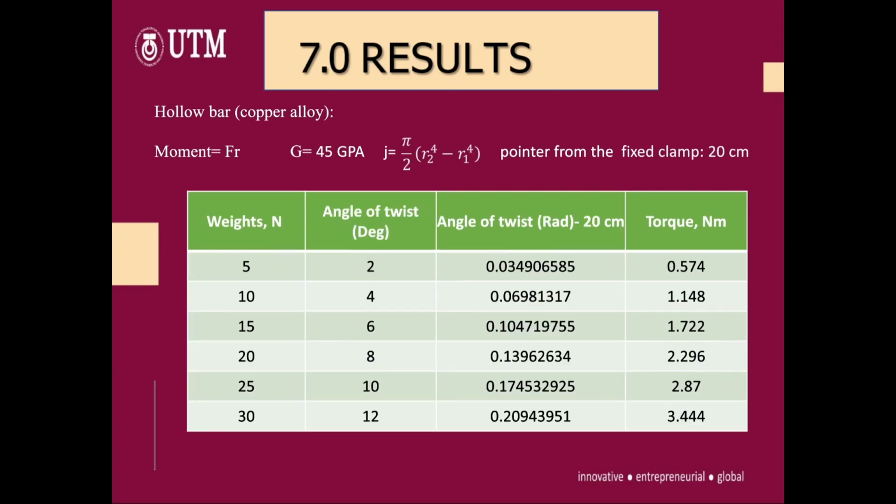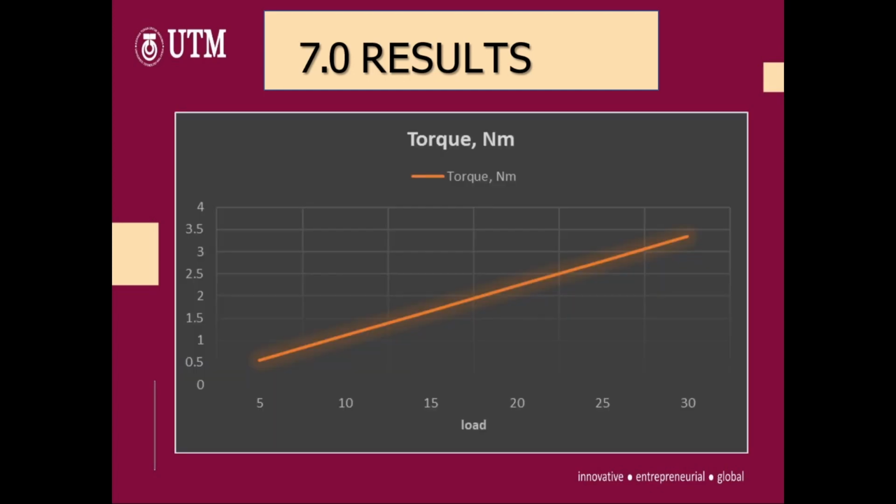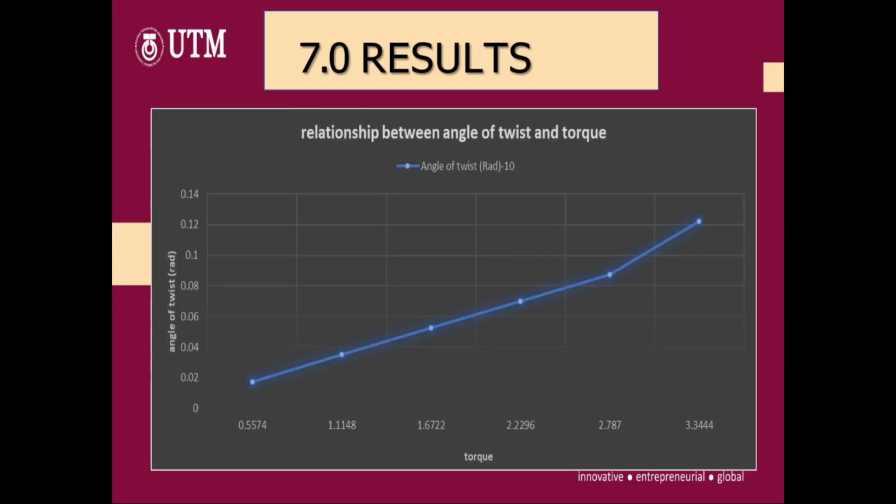And same here, we can see when we change to 20 centimeters, the angle of twist almost doubles. You can see here 2, 4, 6, 8, 10 and 12. If we return back, we can see how they're almost the double of the angle of twist. So here's a simple graph which represents the torque based on the load, which has a linear relationship, and this is the relationship between the angle of twist and the torque, which you can see is almost linear.